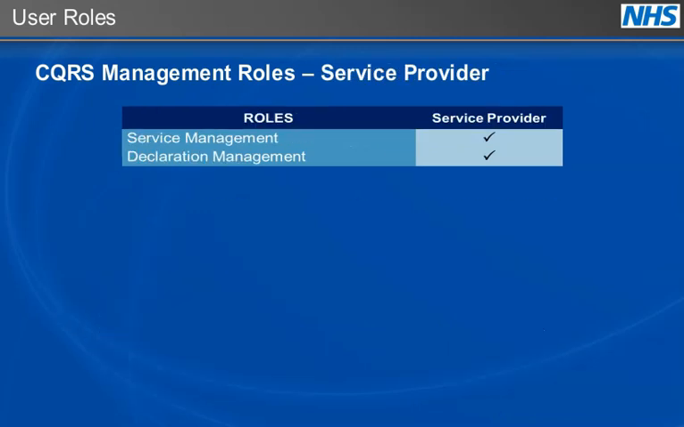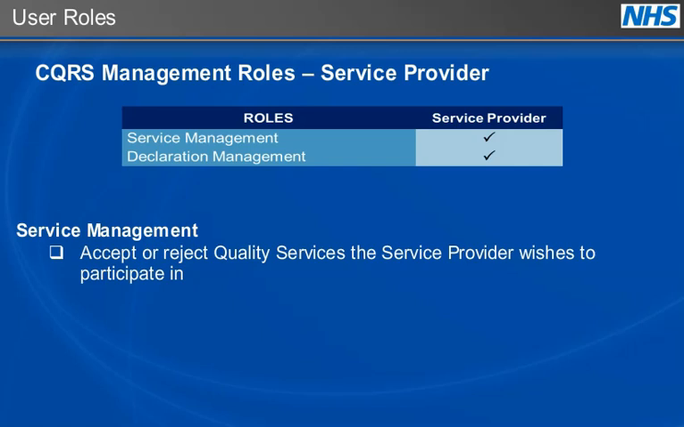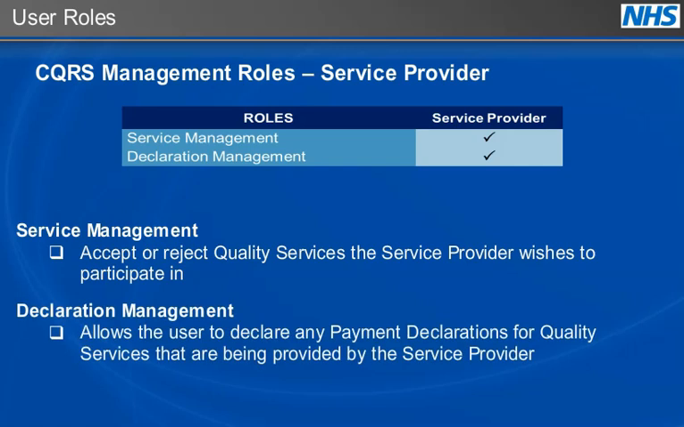The service provider has two management roles. In the service management role, service providers can accept or reject any quality services offered to them by a commissioning organization. The declaration management role allows the service provider to declare any payment declarations for the quality services they are participating in.